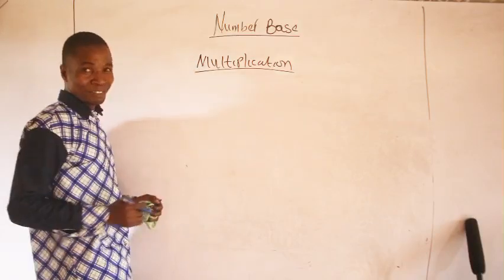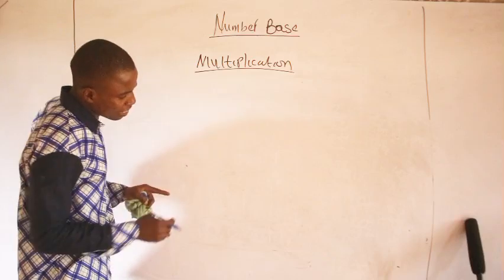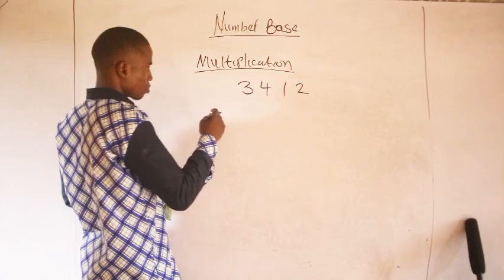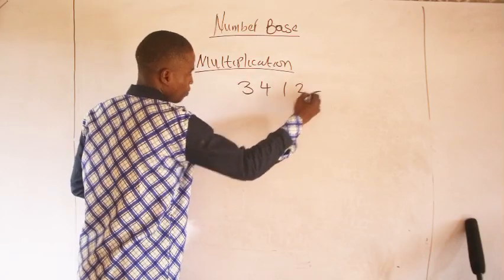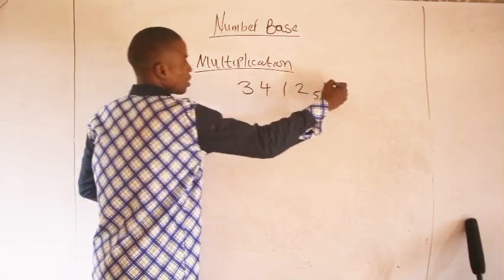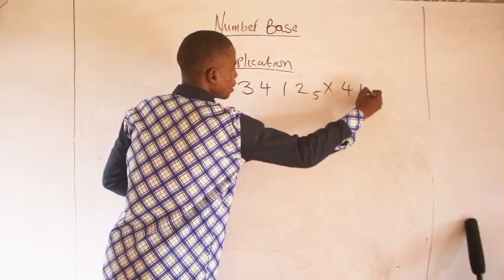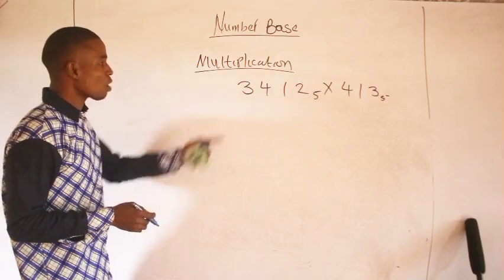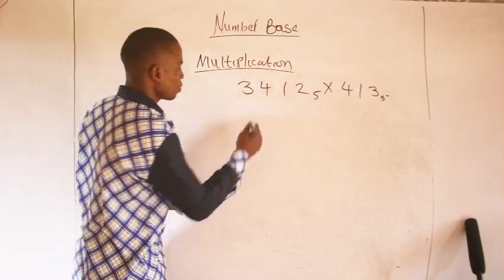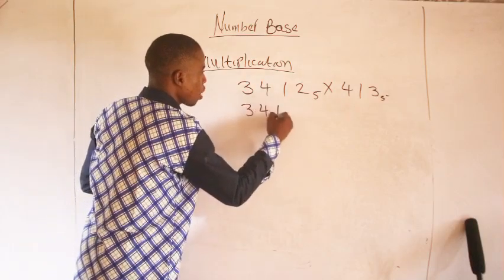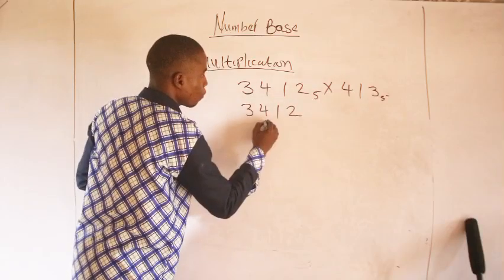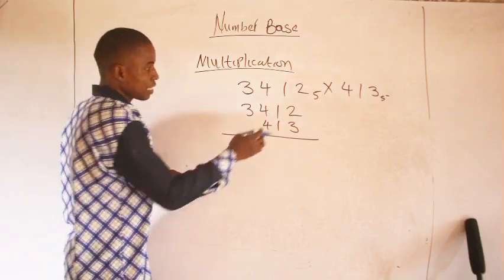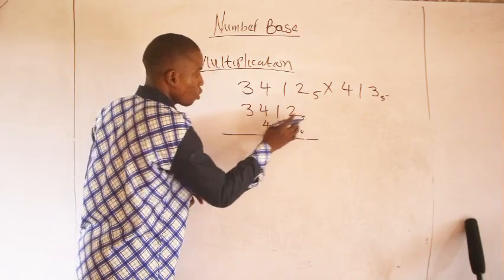Now let us continue. We want to look at the next one: 3, 4, 1, 2, base 5, times 4, 1, 3, base 5. We are multiplying this one together. How can we do this one? The same thing. Just 3, 4, 1, 2, and now 4, 1, 3. Notice that all of them are base 5.